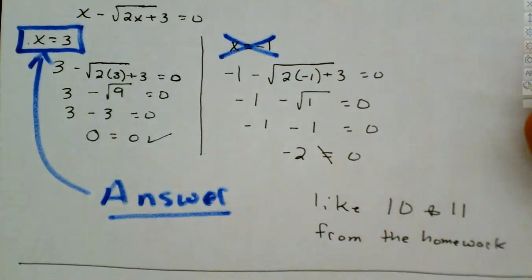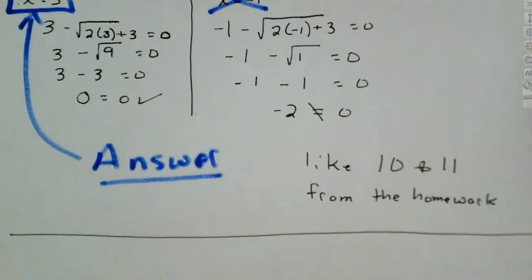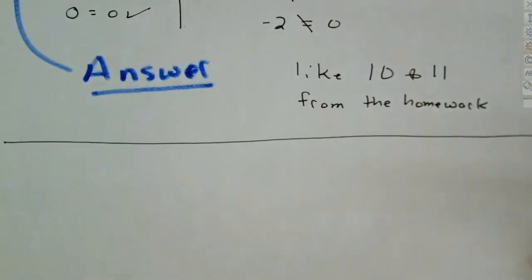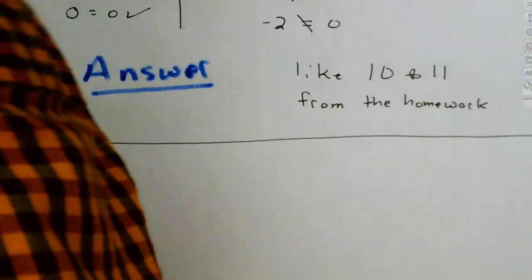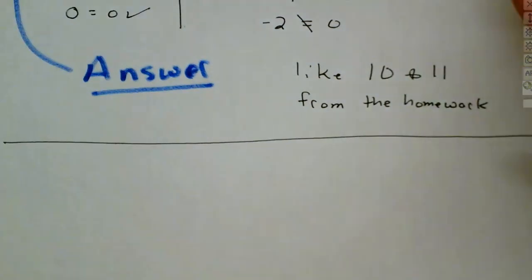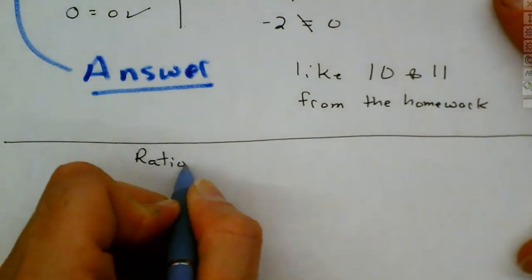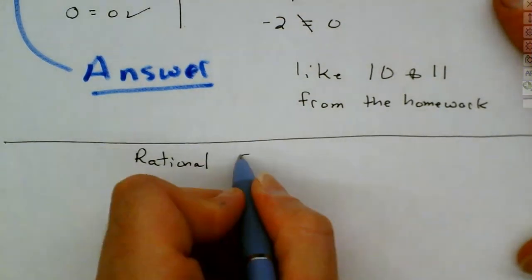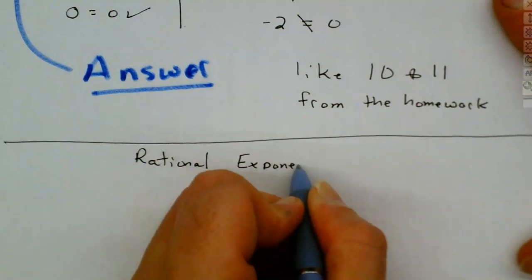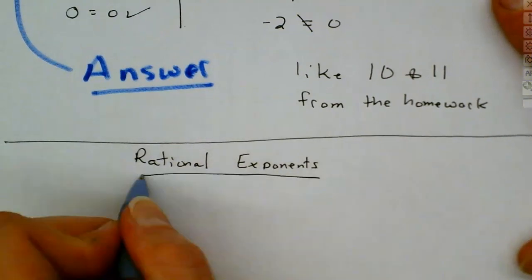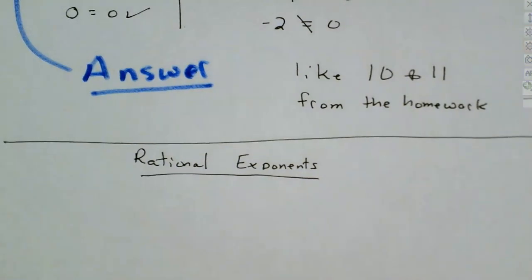So that's how you solve questions that involve a square root. Isolate the square root, square both sides, solve it, and then check your solutions. Another type of equation that you're going to encounter is one that has rational exponents. Now, when we solve rational exponents, we're going to simply clear the fractions.